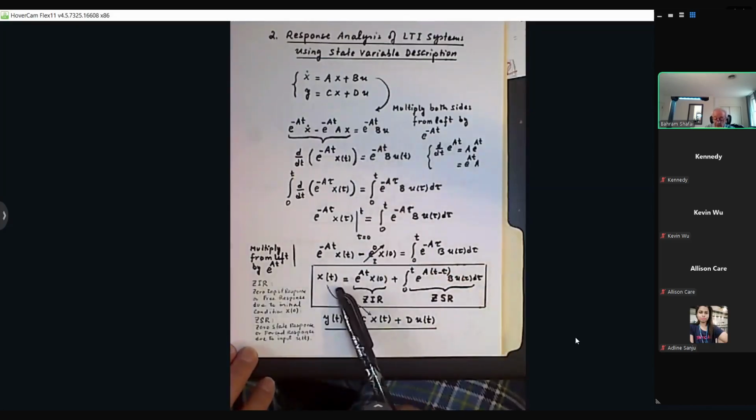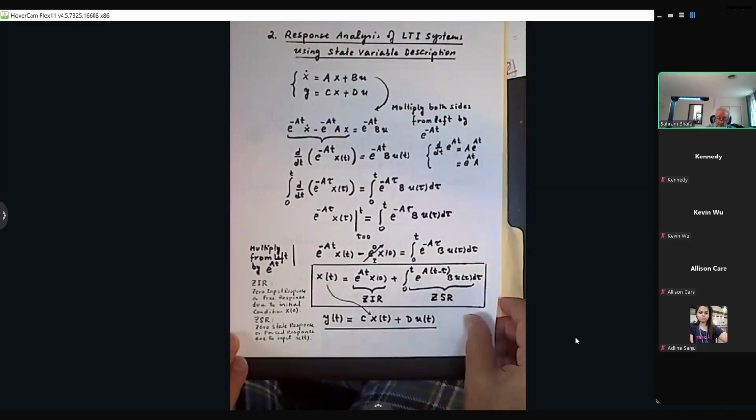Once you find x of t, you will get e to the power At times x of 0 plus this integral. This part is called the zero input response. This one is called the zero state response. Once you find x of t, you substitute here, and you get the output response the same way: zero input response and zero state response, but with respect to the output. Here, the two are with respect to this thing.